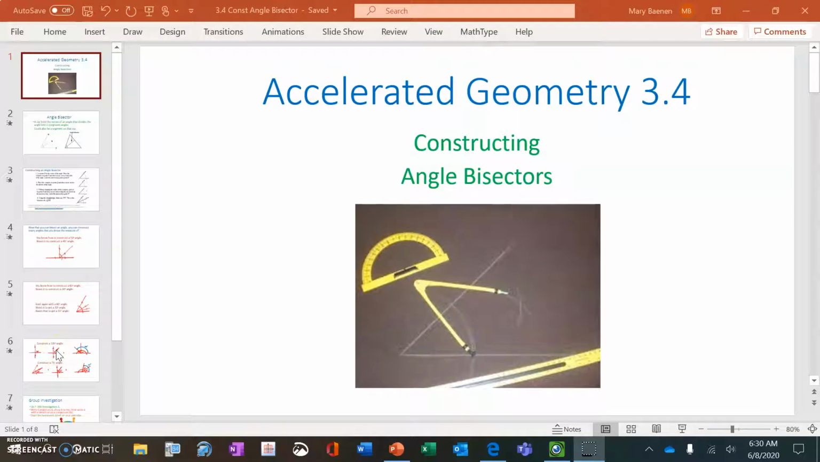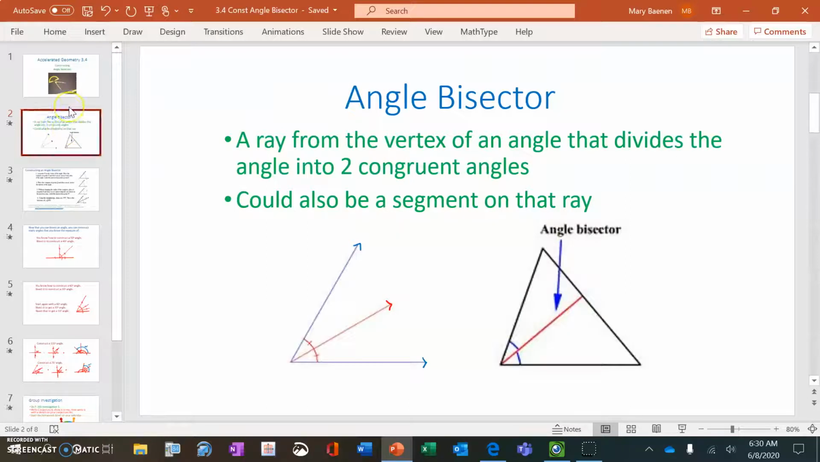This is lesson 3.4 from Accelerated Geometry, Constructing Angle Bisectors. First, we're going to review the definition of an angle bisector. It is a ray that starts at the vertex of an angle, and it divides the angle into two congruent parts. So on this angle over here, here is the vertex, and then here is the ray coming from that vertex, starting at that vertex and breaking this angle into two equal parts.